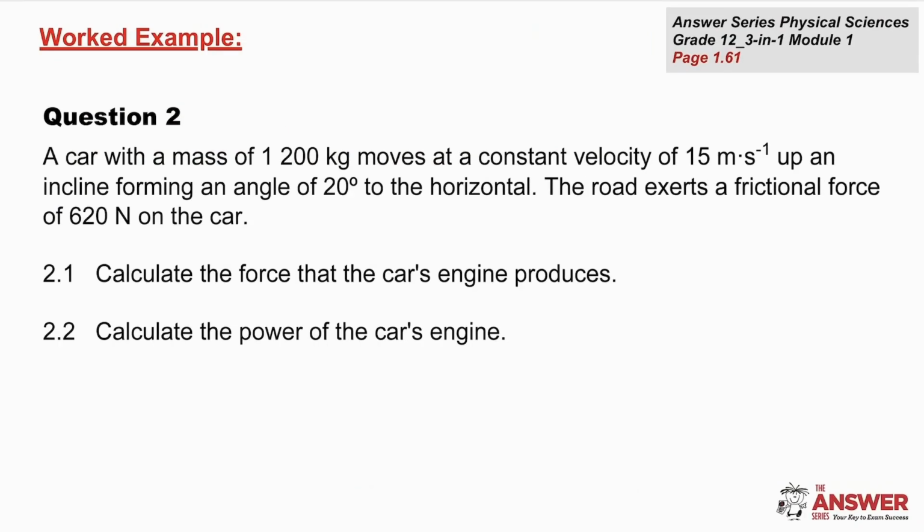Here is a worked example using the derived formula. A car with a mass of 1,200 kilograms moves at a constant velocity of 15 meters per second up an incline forming an angle of 20 degrees to the horizontal. The road exerts a frictional force of 620 newtons on the car. Calculate the force the car's engine produces and calculate the power of the car's engine. To find that applied force, we're going to have to do a vector sum with F net equal to 0 and then multiply by the velocity to get the power output of the car engine.